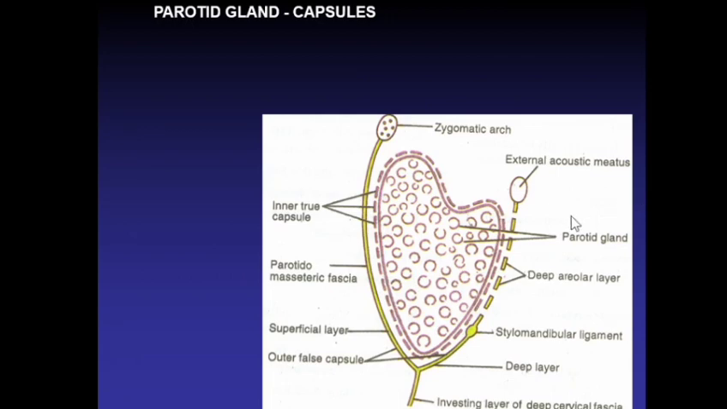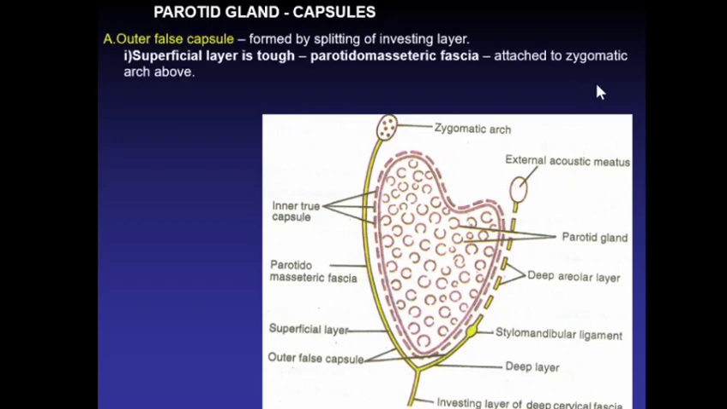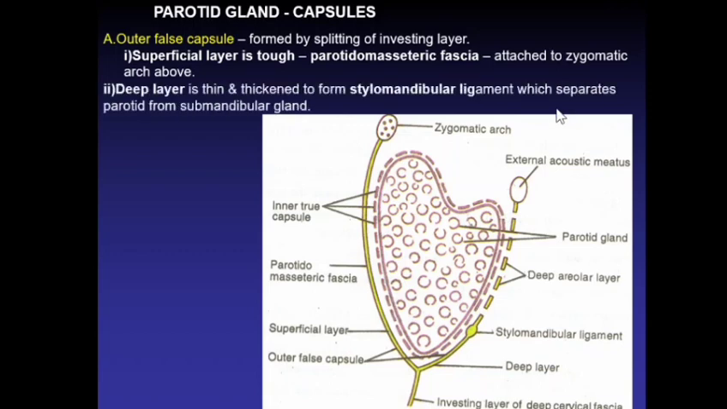The parotid gland consists of a capsule. In the diagram you can see the outer false capsule and the inner true capsule. The outer false capsule is formed by splitting of the investing layer. It consists of a superficial layer and a deep layer. The superficial layer is tough, the parotido-masseteric fascia, attached to the zygomatic arch above. The deep layer is thin and thickened to form the stylomandibular ligament, which separates the parotid gland from the submandibular gland. The inner true capsule is formed by alveolar tissue around the gland.